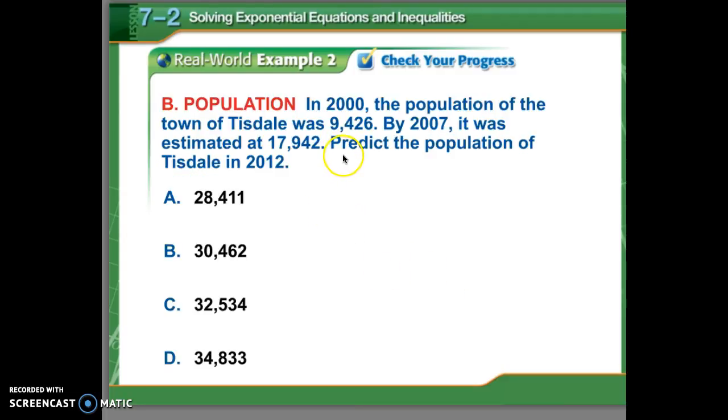Now we're going to use that equation that we just found in part A to predict the population of Tisdale in 2012. So go ahead and look back at that equation and plug in whatever you would need to for the year 2012. When you have your answer, go on to the next screen. Okay, our answer this time is choice A. Our prediction for the population is 28,411.